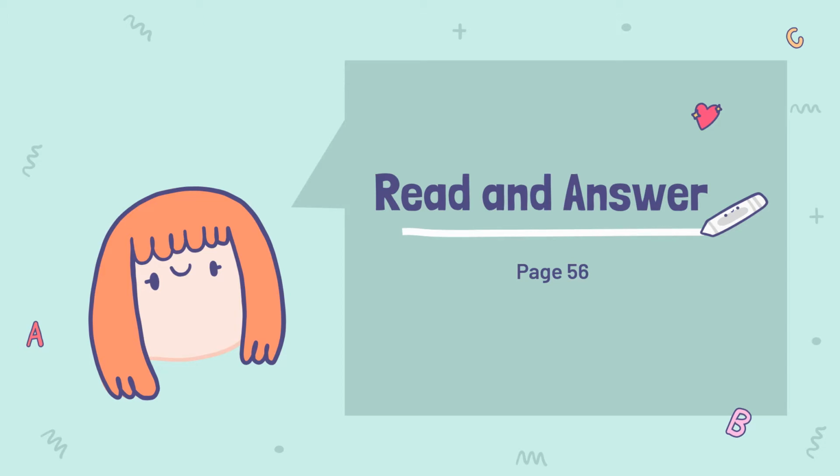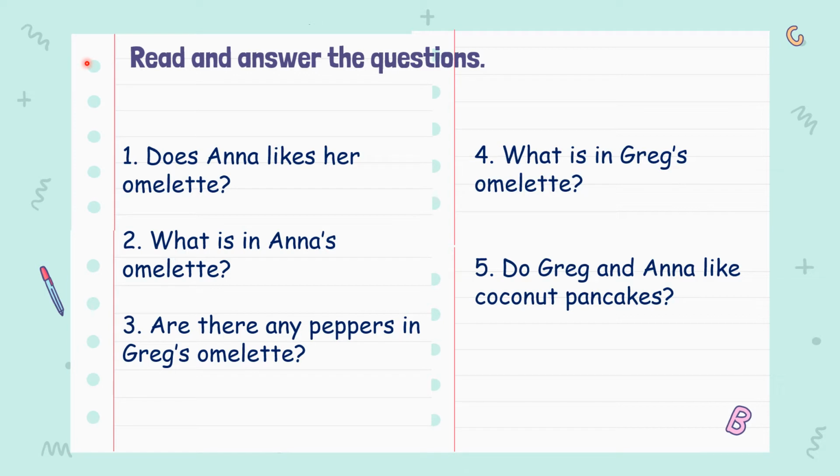Now, I would like you to read together with me the text in page 56 and try to answer 5 questions together. Okay, before we read the text, I would like you to take note of these 5 questions first. The first question is, does Anna like her omelette? Number 2, what is in Anna's omelette? Number 3, are there any peppers in Greg's omelette? Number 4, what is in Greg's omelette? And the last question, do Greg and Anna like coconut pancakes?